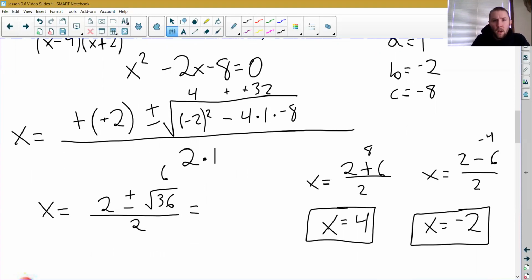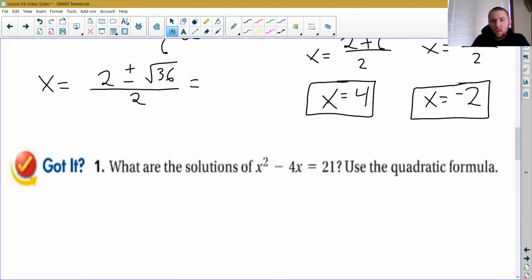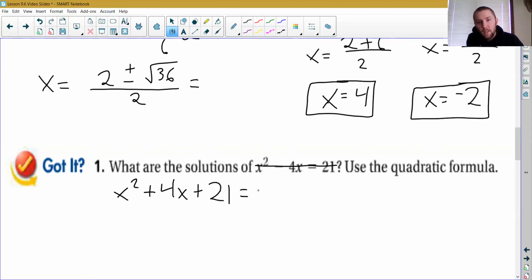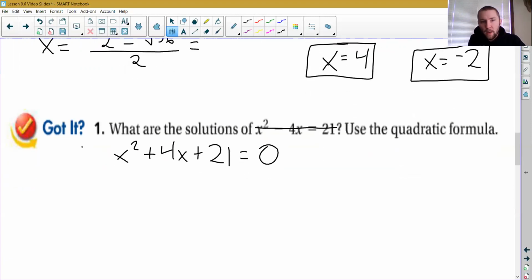All right. Now, I'm going to change this equation slightly so I can show you a little bit different example. If I were to try to find the solutions for x squared plus 4x plus 21 equals 0, using the quadratic formula, I'm going to first identify, of course, my a, b, and c. a is equal to 1, b is equal to 4, c is equal to 21.